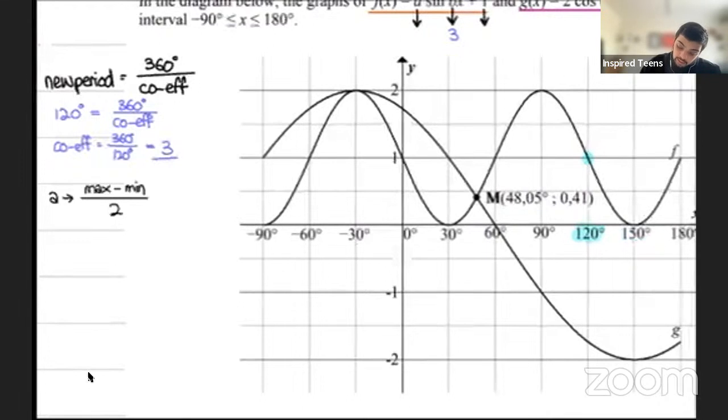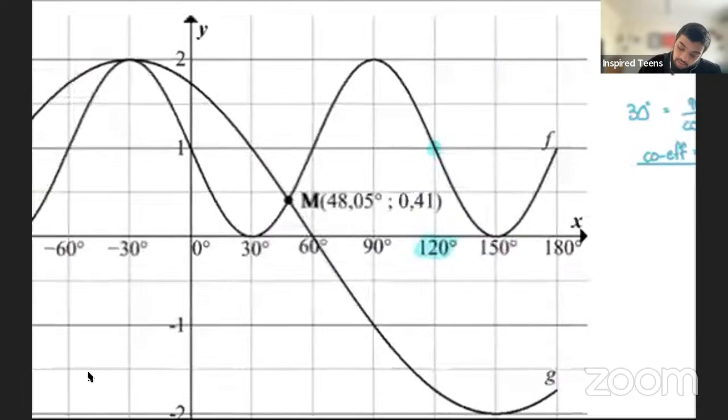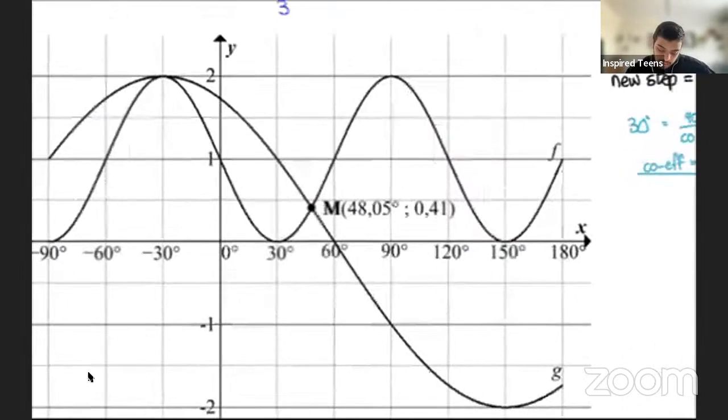So we can basically say, if we look at our f of x graph, our maximum is here. That's the maximum value. Our minimum is here. Our maximum is 2. Our minimum is 0. So this is going to be 2 minus 0 over 2. And this is essentially going to be 1. So there was no change made to that amplitude. And that kind of makes sense because you can see it starts here, goes to 1, goes to -1 kind of thing.